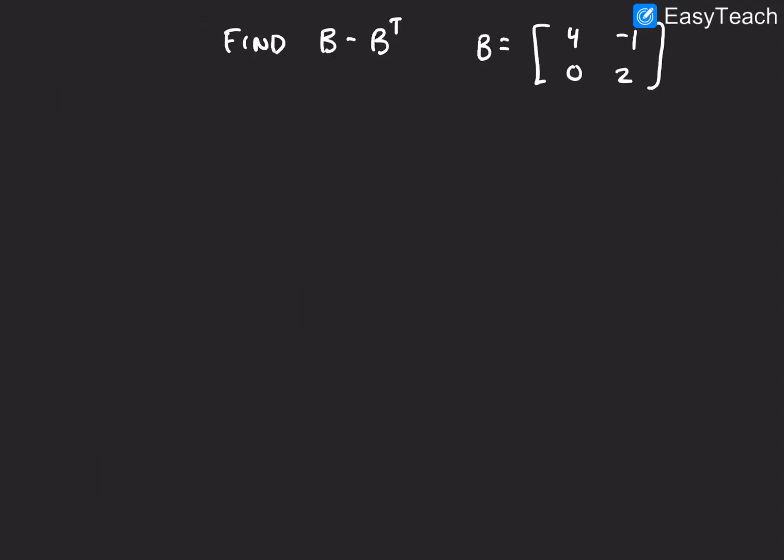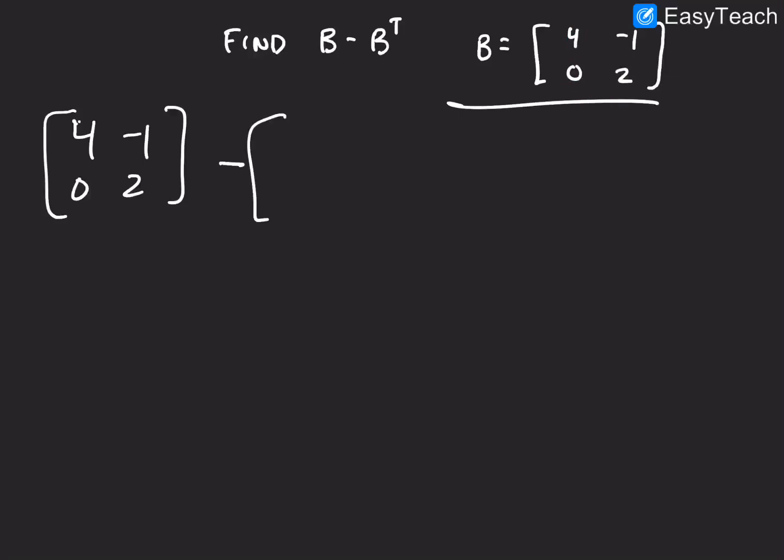Okay, let's do another. Okay, so B minus the transpose of B. So this is our matrix B. So let's go ahead and find the transpose of that. So we have 4, -1, 0, 2, minus the transpose. What's the transpose? So these columns will now become rows, and these columns will become rows. So if we make that switch, we have 4, 0, -1, 2.